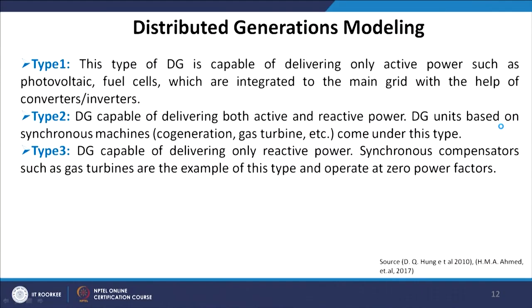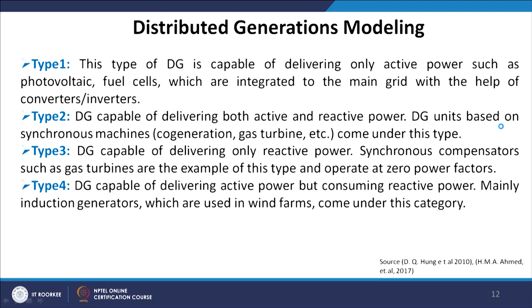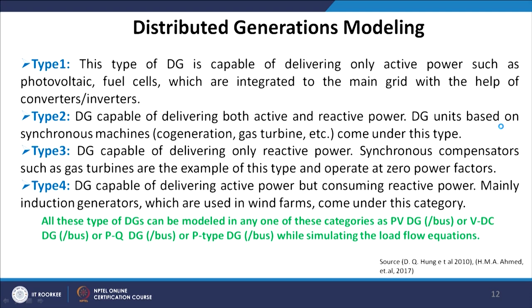Further, we can move to type 3, a DG capable of delivering only reactive power, such as a synchronous compensator or gas turbine, which operate at zero power factor. So you only consider the reactive power injection. And type 4 is where you give real power and take reactive power out. So it is a DG capable of delivering active power but consuming reactive power, for example induction generators for wind farms. To conclude, all these types of distributed generators can be modeled in any one of these categories as PV-DG, VDC-DG, PQ-DG or P-type DG while simulating the load flow equations.